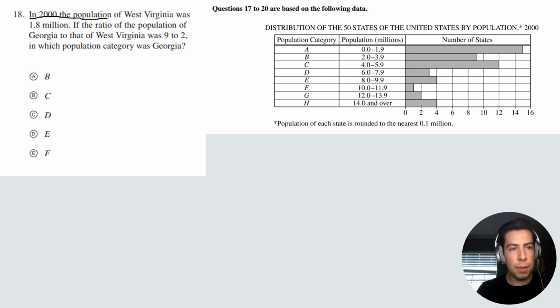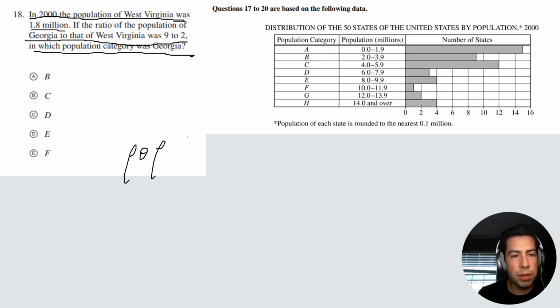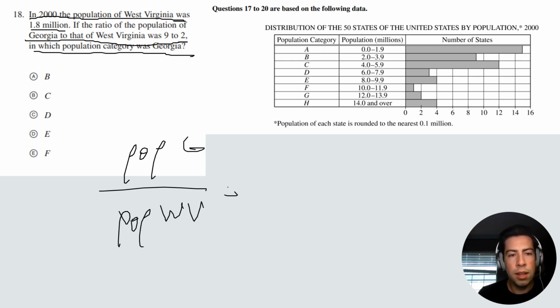In 2000, the population of West Virginia was 1.8 million. If the ratio of the population of Georgia to that of West Virginia was 9 to 2, in which population category was Georgia? All right, guys, this is just a ratio problem, so let's get right into it. Let's see. So we have the population of Georgia, I'm going to call it G, divided by the population of West Virginia. So we know the ratio is going to be 9 over 2. Then they give us the population of West Virginia was 1.8 million. So this is going to be 1.8 million.